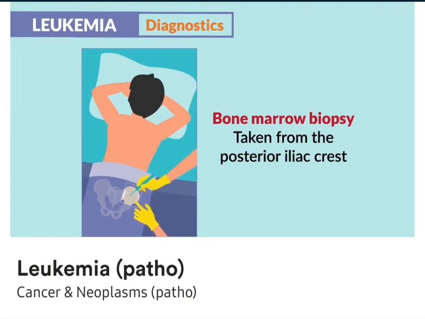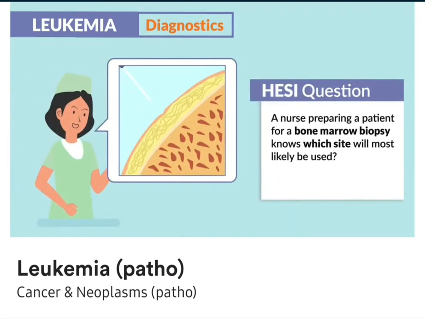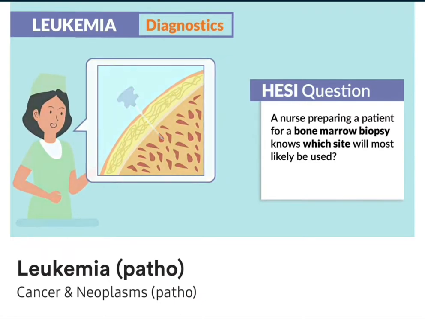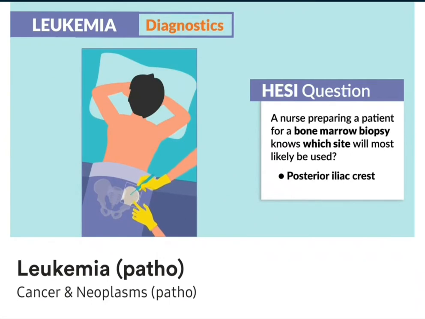Now, in terms of diagnostics, we can do a bone marrow biopsy, typically taken from the posterior iliac crest, basically on the hip bone here. So Hesse mentions, a nurse is preparing a patient for a bone marrow biopsy, knows which site will most likely be used. Posterior iliac crest.